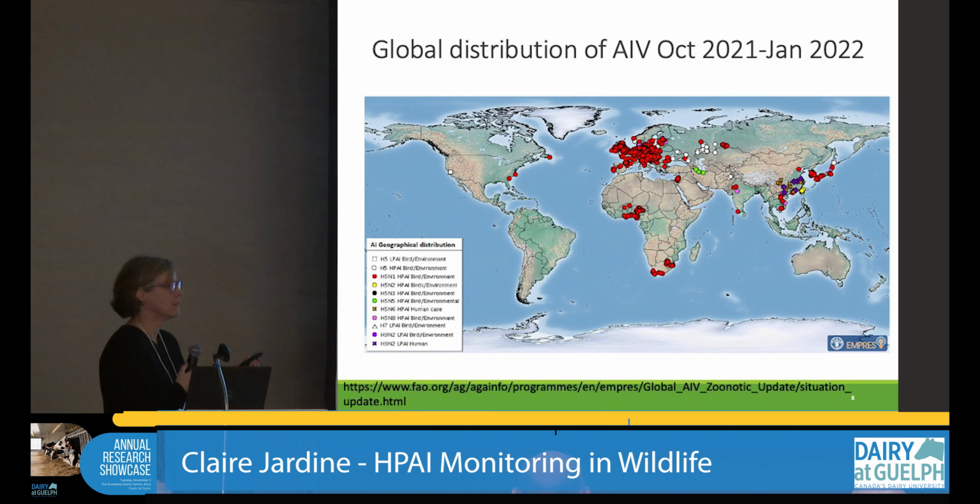That North American bird made it back to the Atlantic coast. And this map shows the situation as of January 2022, just a few detections along the Atlantic coast of North America at that time.